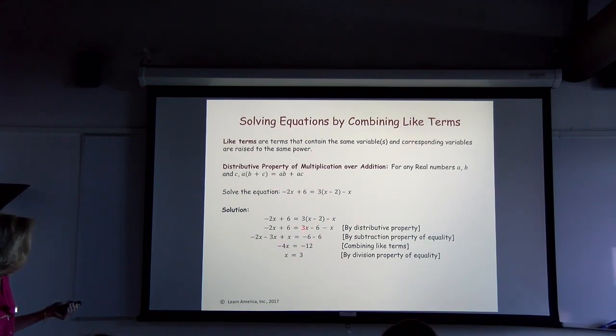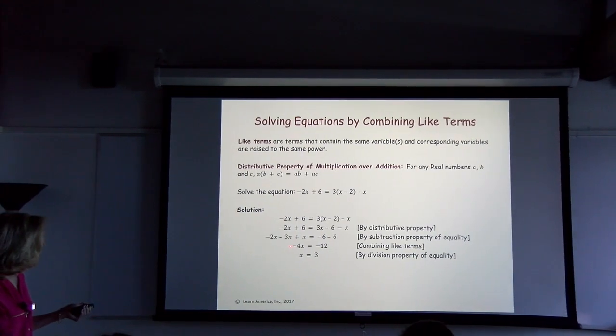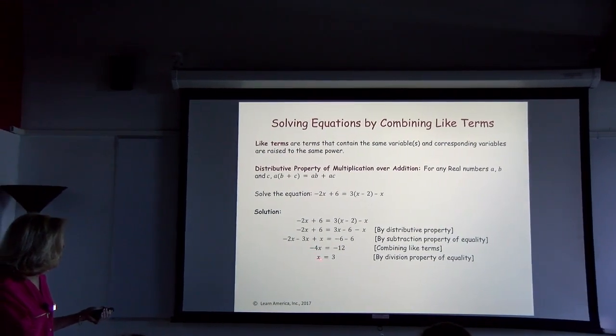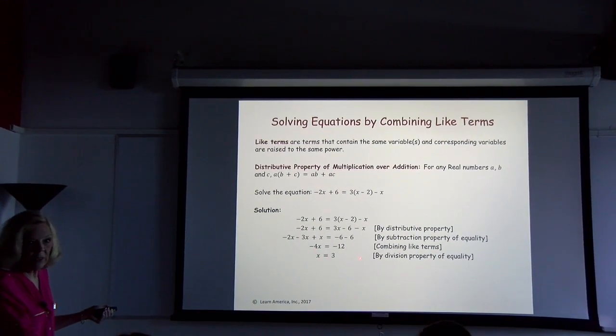So if this is a positive 3x, I'm going to subtract. If this is a negative x, I'm going to add. And then while I'm at it, we have a plus 6 over here. I'm going to subtract that and bring it over to the right-hand side. When I combine the like terms, I have negative 4x equals negative 12. Divide by negative 4, and I get x equals 3.